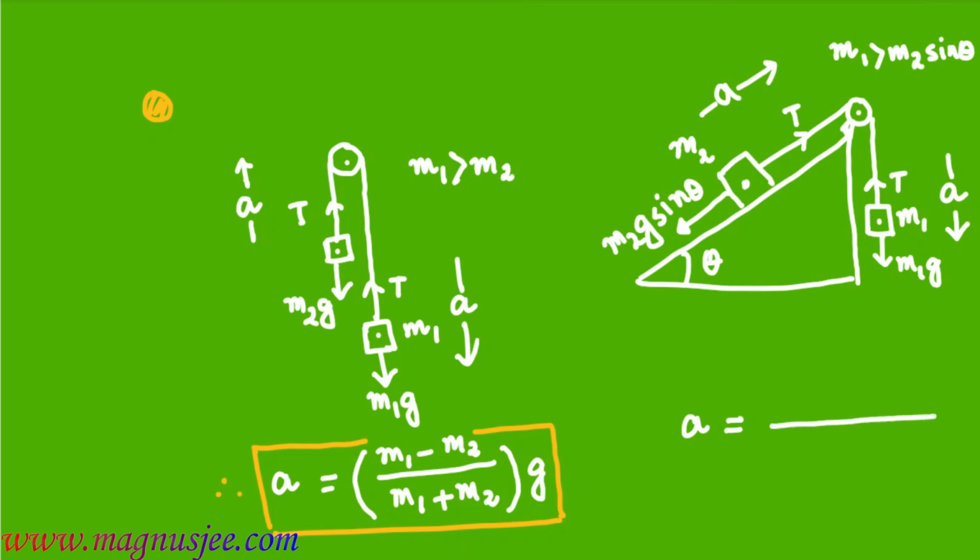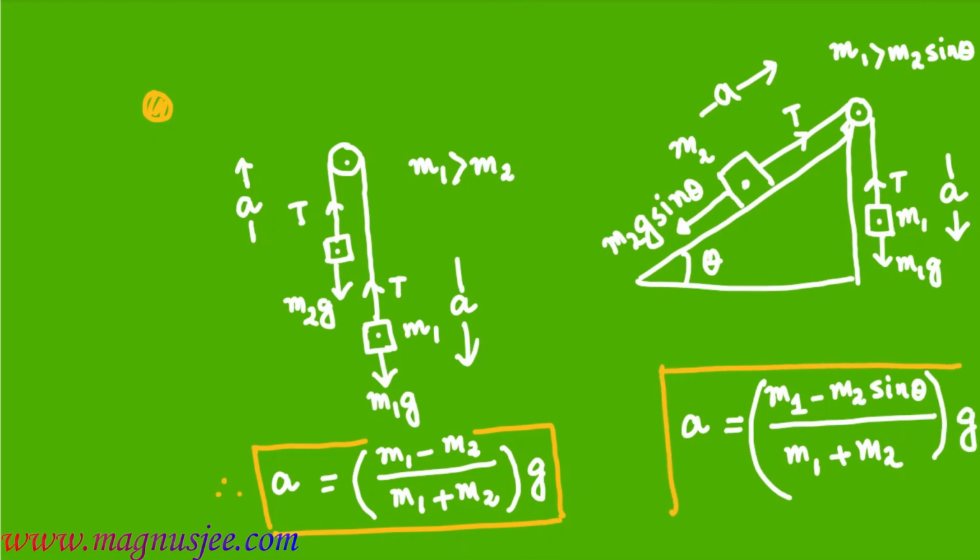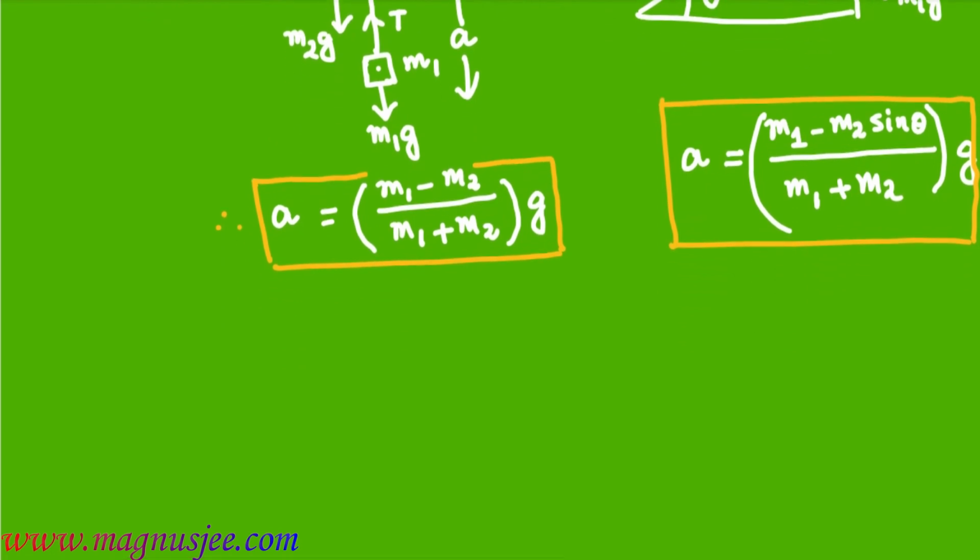And again, on the right hand side, common acceleration A is what? M1 minus M2 sin theta, whole divided by M1 plus M2, bracket closed, into G. On the left hand side, M1 minus M2 means what? Mass of body moving downwards.